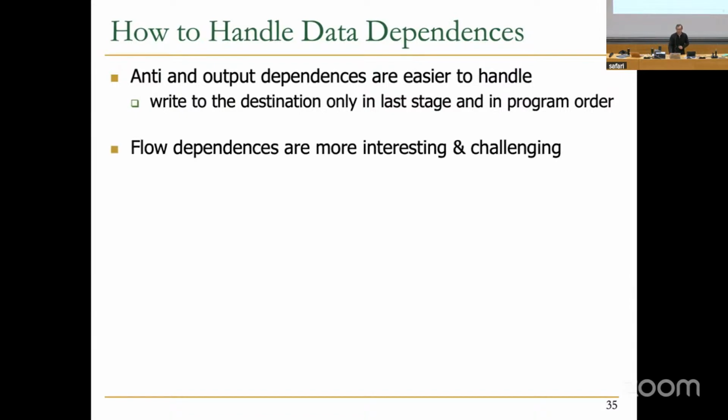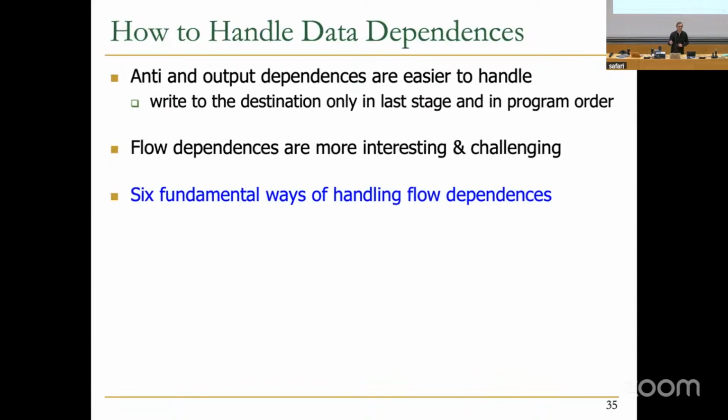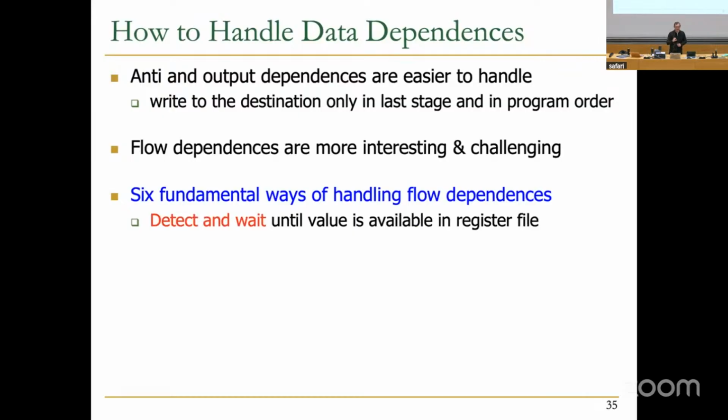Flow dependencies are more interesting and challenging. And there are actually 6 fundamental ways of handling flow dependencies. We're going to cover some of them. A lot of them require detection. You detect the flow dependence, and you wait until the instruction that's producing the value writes the value into the register file. Okay? Detect and wait, basically.